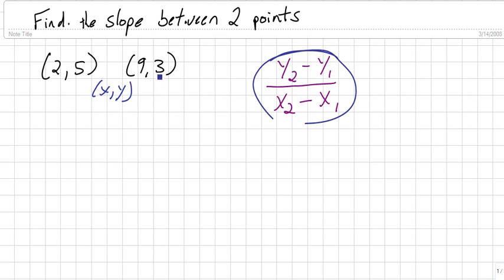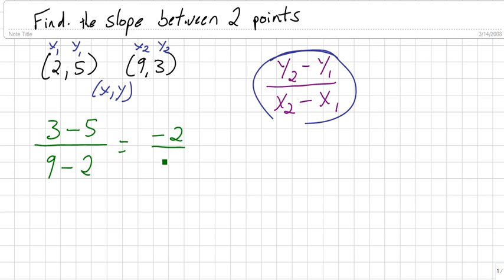So let's go ahead and start with these. We'll call these x2 and y2. And therefore, that means this is going to be my x1, and this will be my y1. So I go ahead and put them together. So my y2 is 3 minus 5, over 9 minus 2. And when I do my math, it gives me a -2 over a +7. So my slope in this case is -2/7.